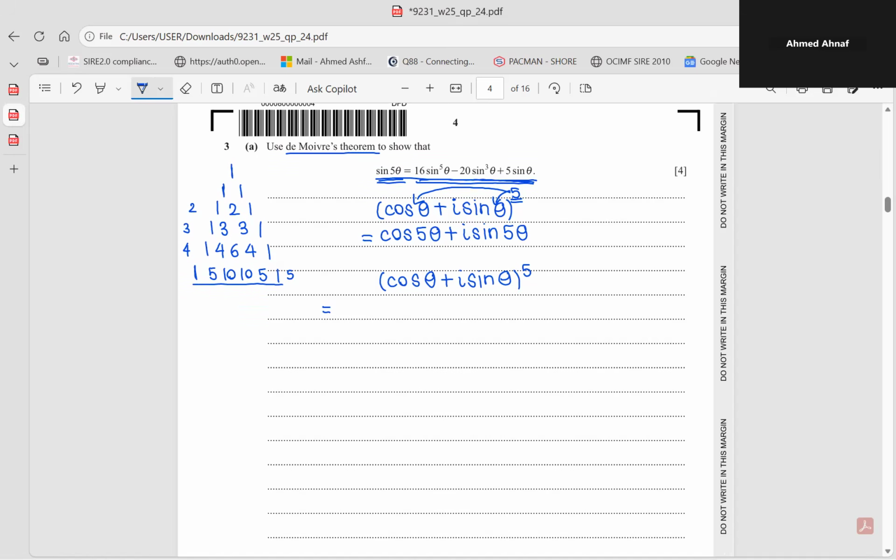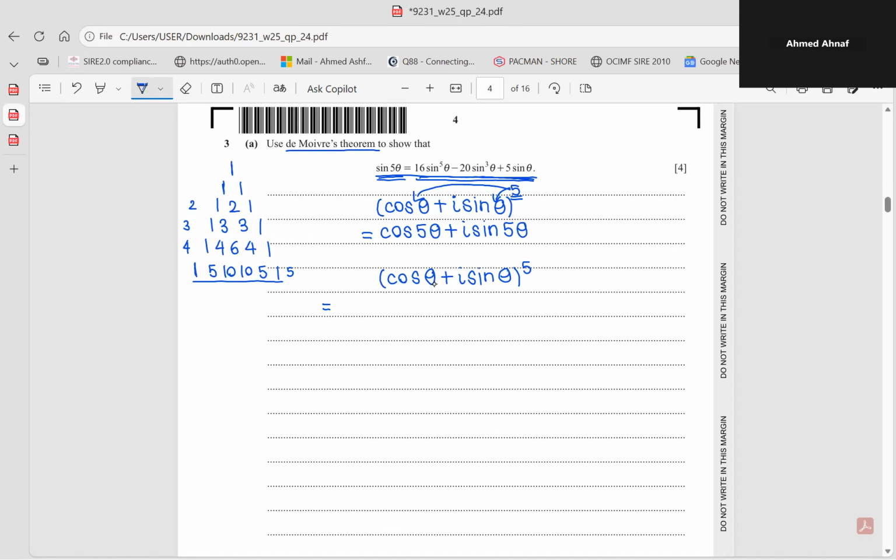Okay, so obviously the first term is going to be cos theta to the power 5 times 1. So it's going to be cosine to the power 5 theta plus 5 cosine to the power 4 theta times i sine theta plus 10 cosine cube theta times i sine theta squared. So the golden rule is to make sure that the powers of cos theta and i sine theta always add up to 5. Okay.